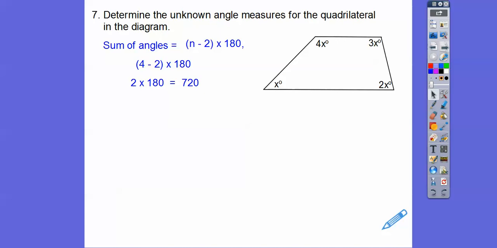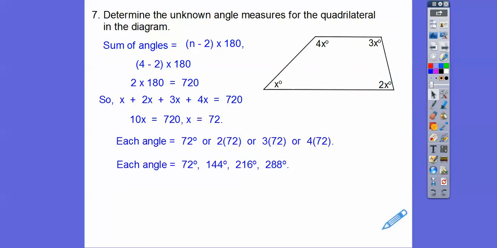So now we're just going to add up all 4 of these angles. x plus 2x plus 3x plus 4x equals this 720, because that's what they all add up to. So we solve for x and we get x equals 72. It says find all the angles in there. So if this is 72, then this is 2 times 72, 3 times 72, and 4 times 72. So we get those 4 angle measures right there.